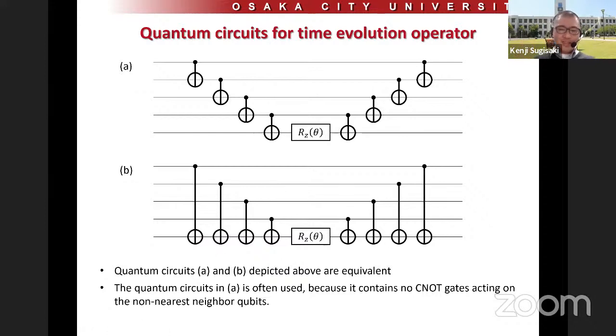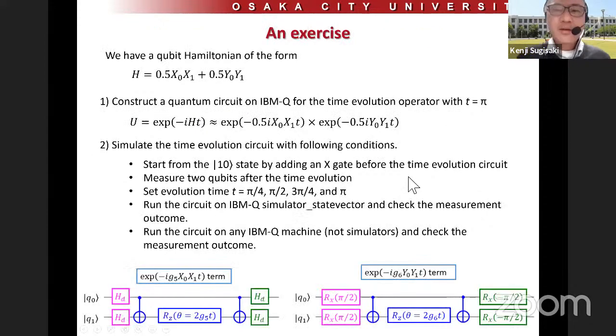Especially in NISQ devices, sometimes the application of a sigma gate is very limited. Sometimes the sigma gate can be applied only to nearest neighbor qubits. So this quantum circuit is equivalent, but generally we use this quantum circuit. So the time is almost over.